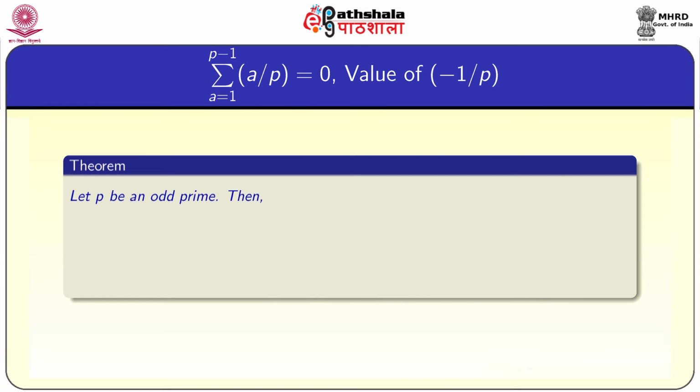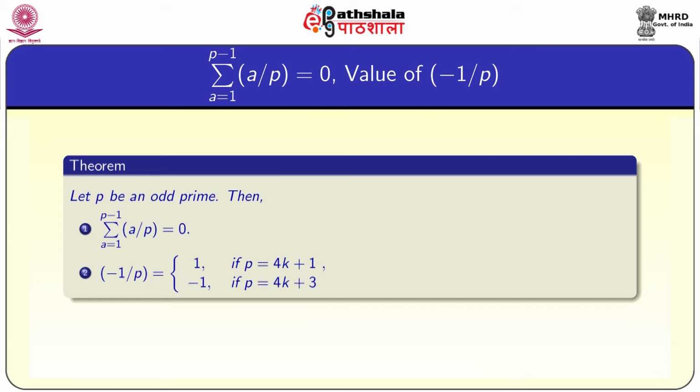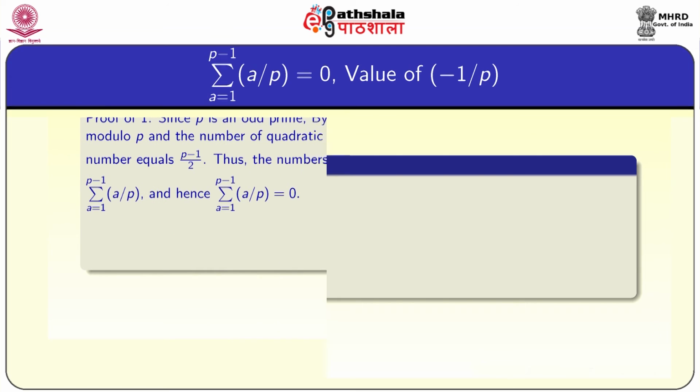Now, we are going to show another important property of this Legendre symbol: if p is an odd prime, then the summation over a equal to 1 to p-1 of (a/p) is equal to 0. This follows very easily, since there are exactly (p-1)/2 quadratic residues and (p-1)/2 quadratic non-residues. And then we are going to evaluate (-1/p), which is equal to 1 if p is equal to 4k+1, or -1 if p is of the form 4k+3.